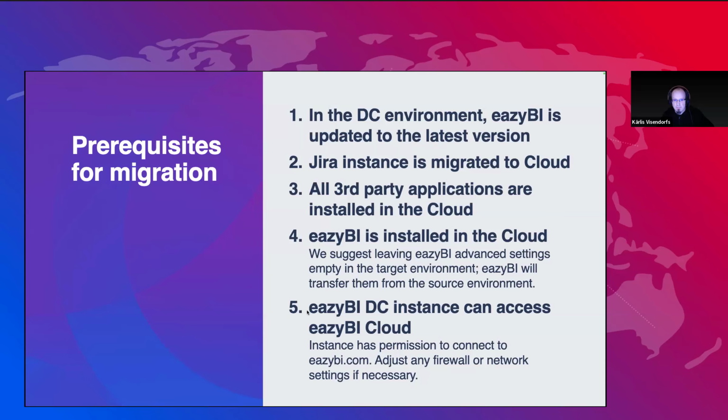Again, a very major point is that the eazyBI DC instance needs to have access to eazyBI Cloud. And that means not only to your Atlassian Jira instance, but also to eazybi.com. So be careful, you may need to adjust some firewall or network settings. But for the migration process to work, you will need access to that.